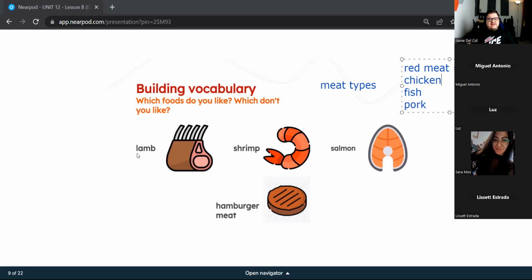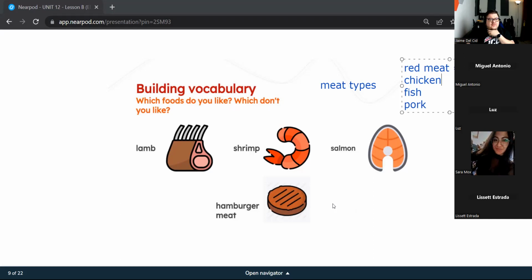Okay, so let me do it again. Lamb, shrimp. Notice a combination of letters. Shrimp, salmon. I don't say salmon with an L. I say salmon. So imagine that there is no L there. It's just salmon. That's the correct pronunciation. And we have hamburger meat, like the one that you will find in any hamburgers around the world.